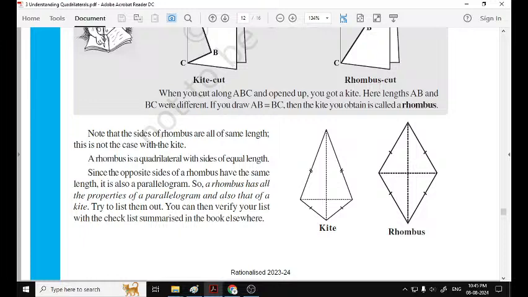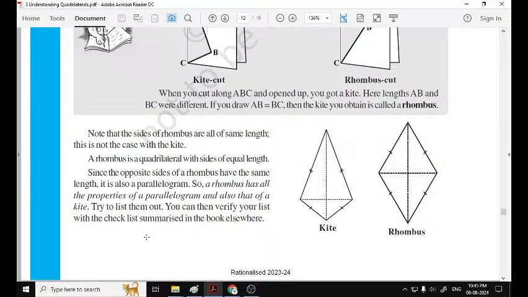Note that the sides of rhombus are all of same length and they are not the same in kite. Therefore, rhombus is a type of parallelogram. A rhombus is a quadrilateral with sides of equal length. Since the opposite sides of rhombus have the same length, it is a parallelogram. So, rhombus has all the properties of parallelogram and also that of a kite.